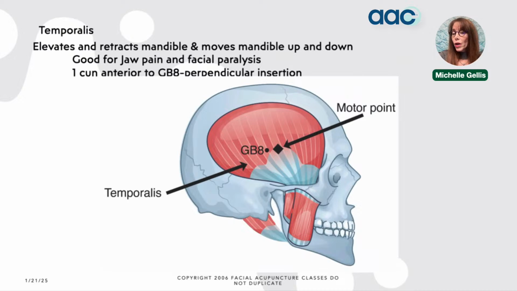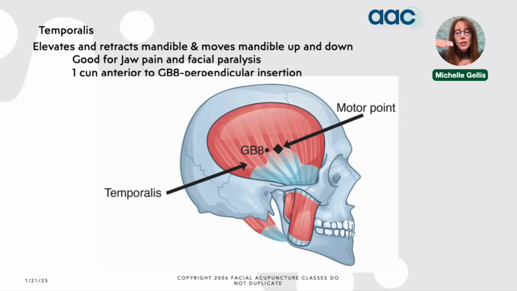So here's the temporalis muscle, as you can see, and here is the acupuncture point, gallbladder 8. The motor point for the temporalis is just anterior, it's one cun anterior to gallbladder 8, and you would use a perpendicular insertion. The goal is to go into the muscle, but not through the muscle.